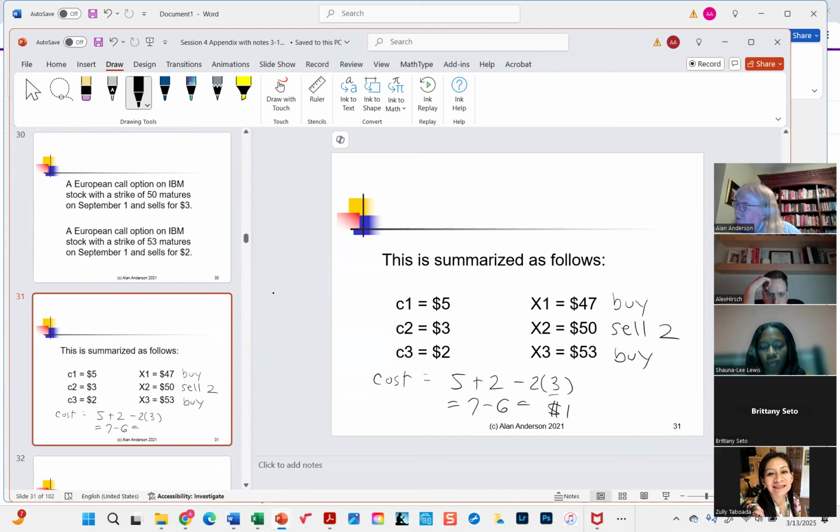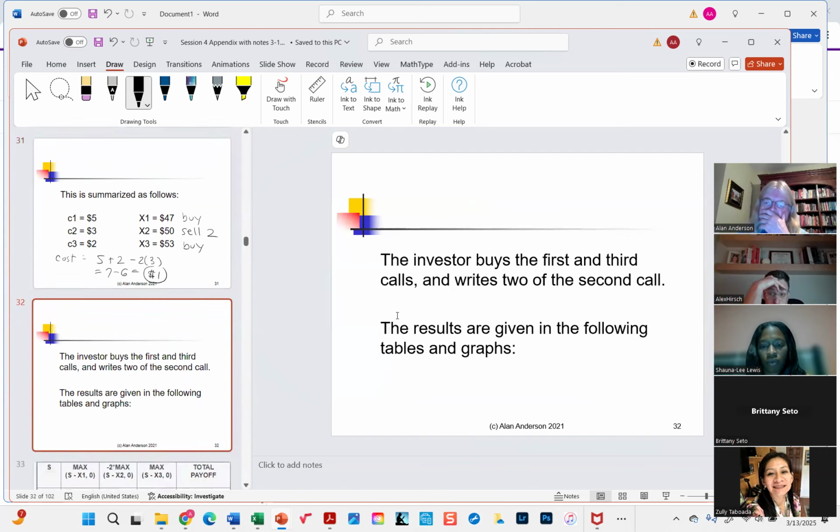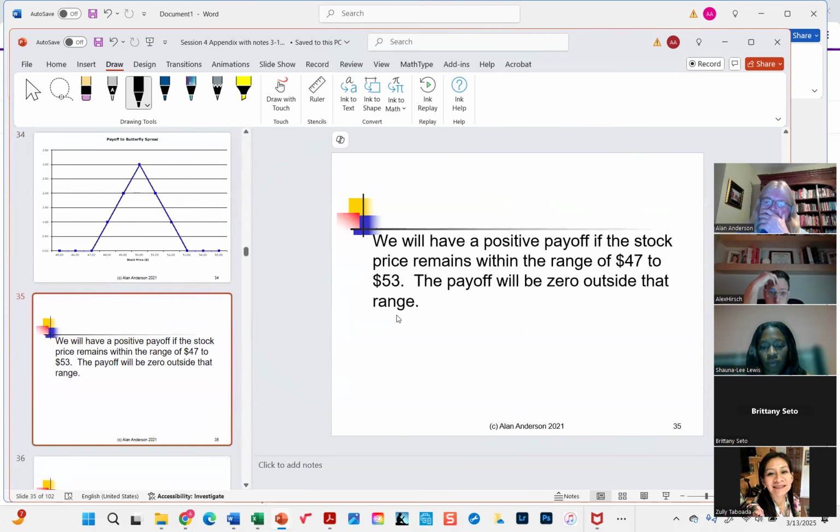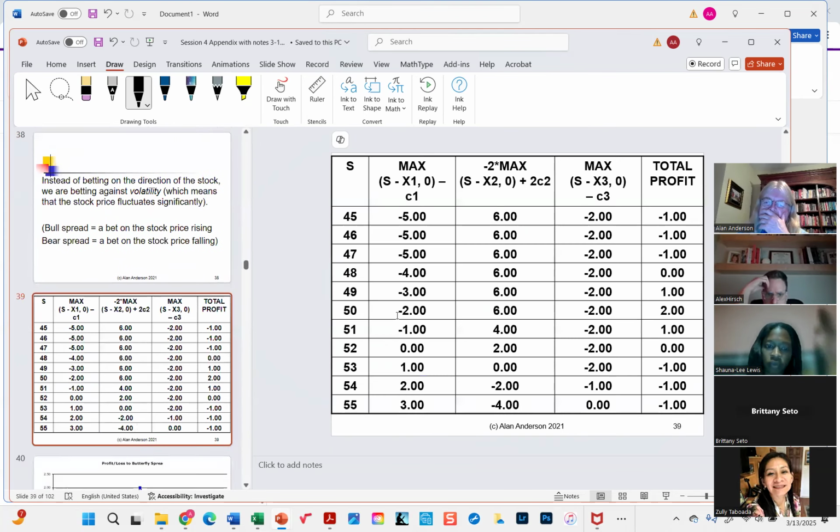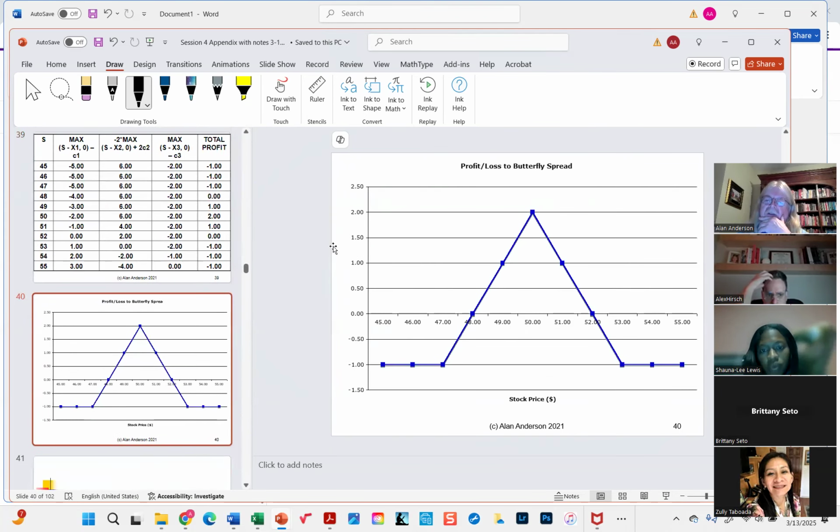It's only going to cost us $1. But as you'll see in a minute, the motivation is very different than for the bull and the bear spread. So when I show you the graph, including the profits and losses, let me jump ahead a little. This is what it ends up looking like.